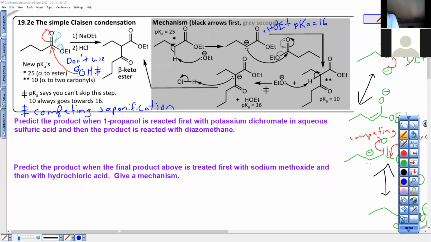Unlike the scenario over here where we have competing bad resonance, if I generate an enolate here, it can resonate with that carbonyl, come back, and then resonate with the other carbonyl. This is double the fun resonance here, twice as much stabilization. So that pKa goes all the way down to 10. Add that to your list of new pKas. They're right here. Go ahead.